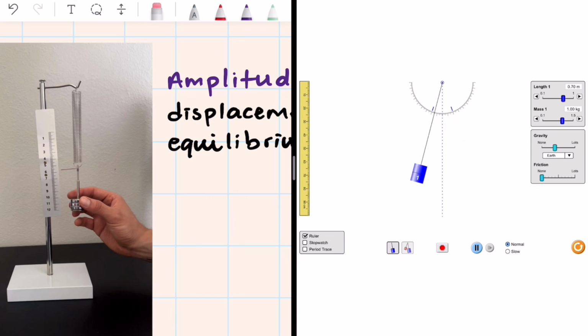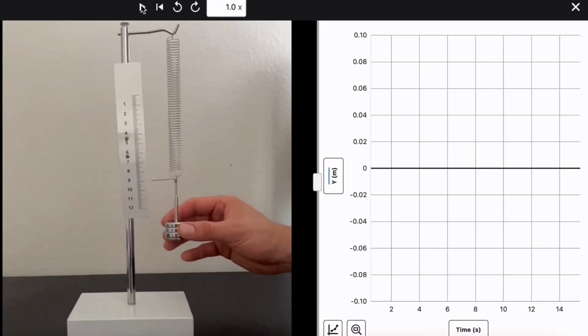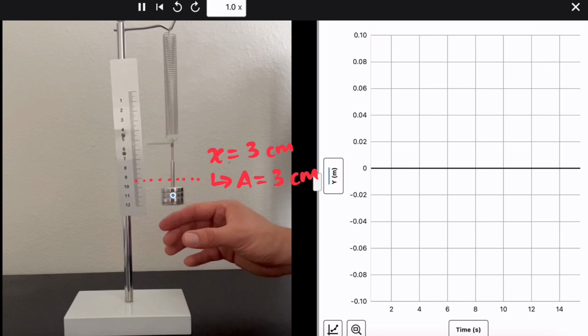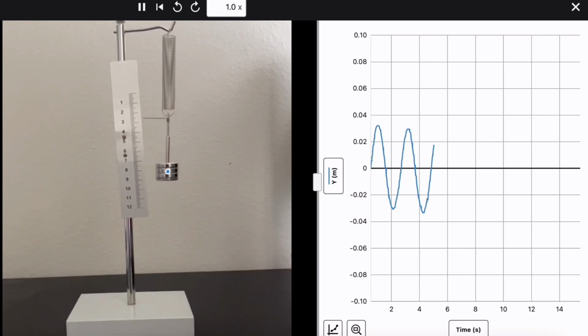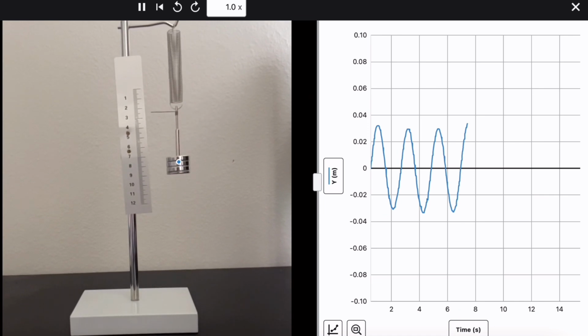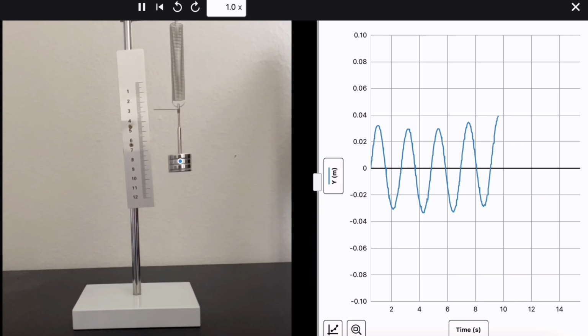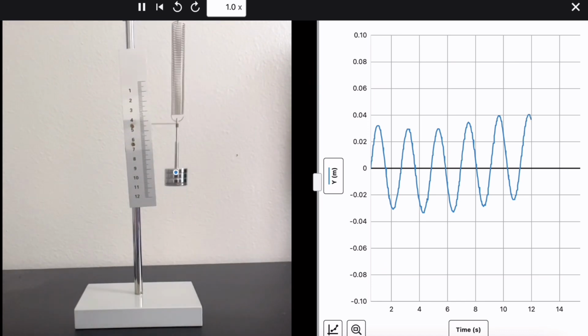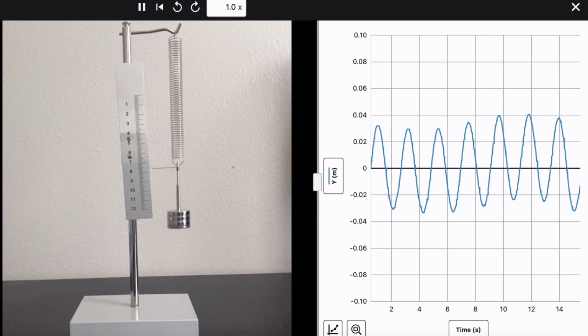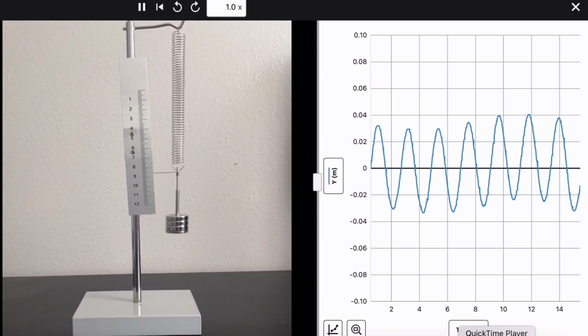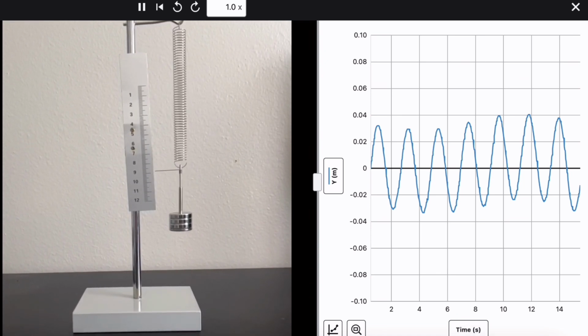But the better way, I think, to understand amplitude is by the mass on a spring. So here's a video that shows a mass on a spring oscillating. As you can see, I pull down at around 9 centimeters. So the maximum displacement, or the amplitude, would be 0.03 meters or 3 centimeters. That would be the maximum displacement or its amplitude.